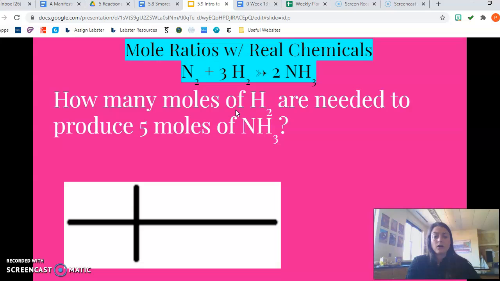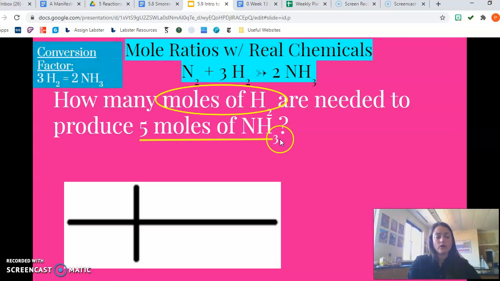So first we're going to figure out what our given is and what our wanted is. So our given is that we're trying to produce 5 moles of NH3. What we want to know is how many moles of H2 are needed to do that. Okay, so we can do our conversion factor based on those two things. So we know that 3 moles of H2 are going to give us 2 moles of NH3. So there's our conversion factor in the upper left.